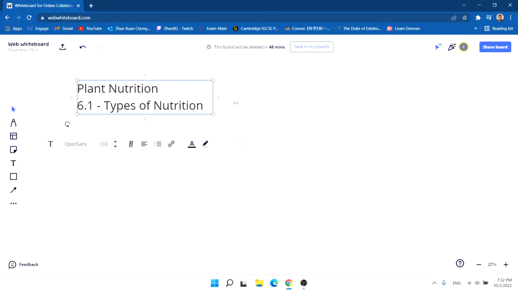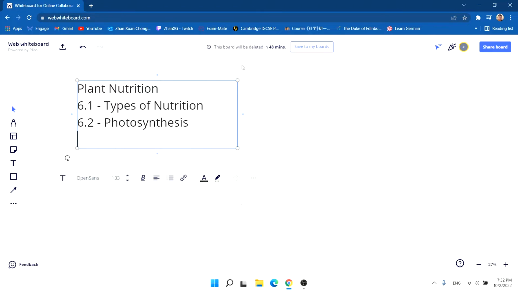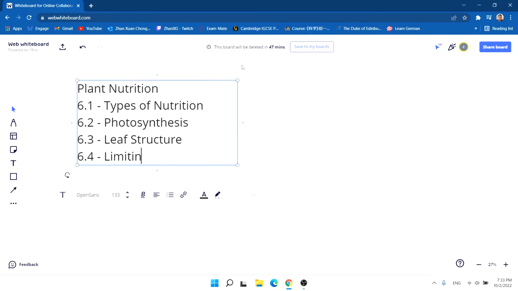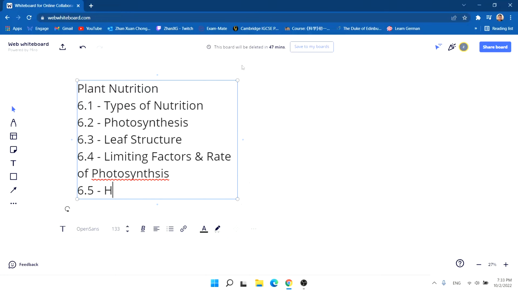Let me expand this first. Okay, we got 6.2. We will go through a bit of photosynthesis today, and then we're gonna go through a bit of the leaf structure also, which includes the veins, all those, and then we are also going to go through what it is being used for and everything, and then we're gonna have a bit of limiting factors and also rate of photosynthesis, and then some experiments like the hydrogen carbonate indicator. It will also be explained a bit.